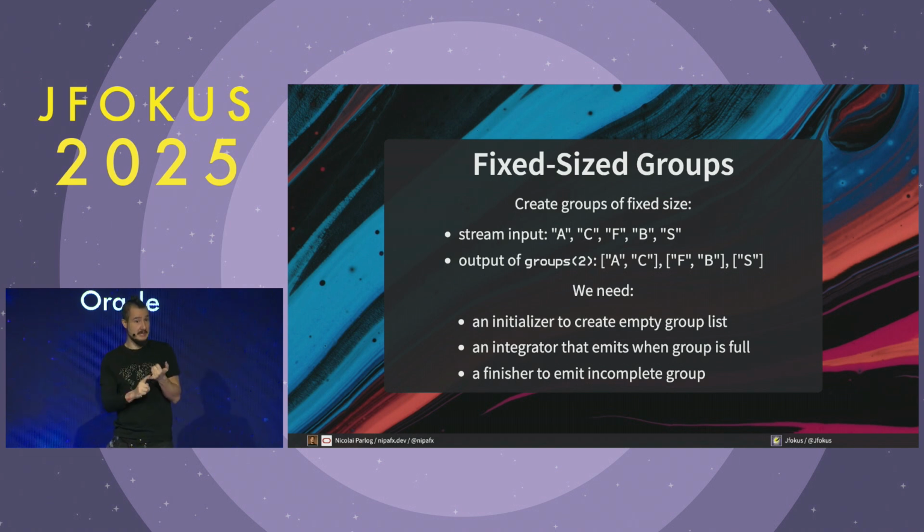We're going to need an initializer that creates an empty list, so you can start collecting groups. And then we need the integrator to add something to that list. And then when the list is full, we emit that list. And then in the end, a finisher that says, OK, we're done now. And let's emit the last group. So let's go through each of these three things we're building.